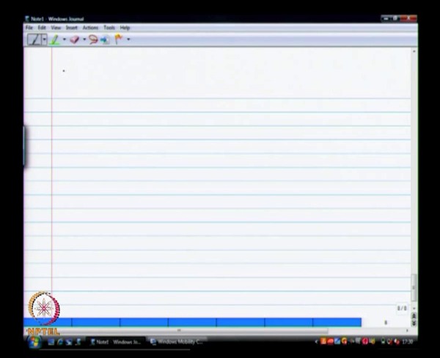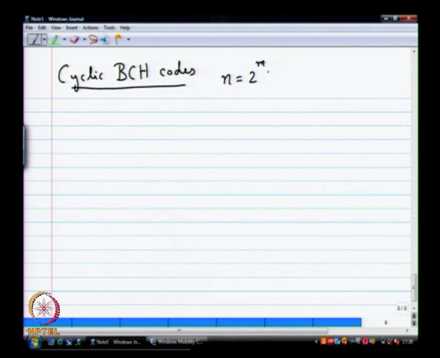One of the properties: there are special cyclic BCH codes. Usually when people say BCH codes, they always mean n equals 2 power m minus 1. This is the standard convention for BCH codes. In this class, we've been saying n can be less than 2 power m minus 1, but usually n is taken as equal to 2 power m minus 1, and you take alpha belonging to GF of 2 power m to be a primitive element.